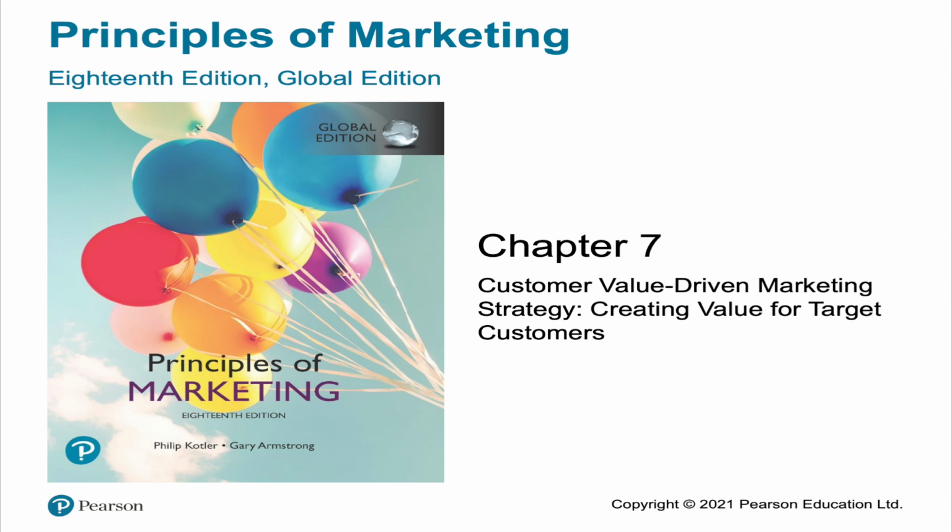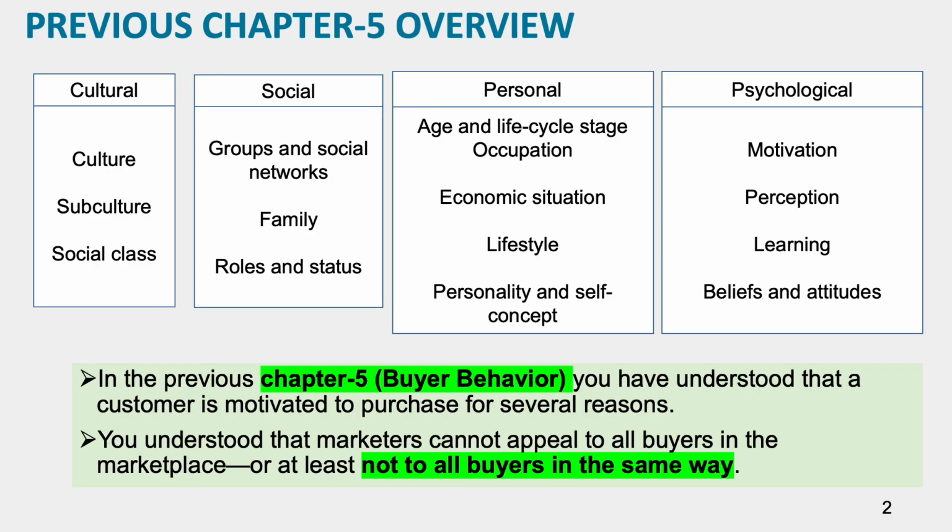Chapter 7 deals with customer value driven marketing strategy, creating value for target customers. In the previous chapter, you have understood, in chapter number 5, that not all the customers are similar. Their personality, psychologically, they are affected and influenced in their purchase decisions. You have understood that marketers cannot appeal to and satisfy all the buyers in the marketplace. Therefore, this particular chapter number 7's objective is to segment, target, and position.